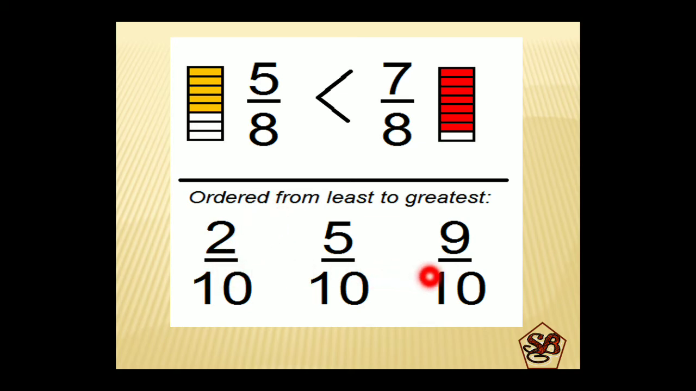These fractions are arranged from least to greatest. As all the denominators are equal, we concentrate only on the numerator. 2 by 10 is less than 5 by 10 is less than 9 by 10. So out of these, 9 by 10 is the greatest fraction and 2 by 10 is the least fraction.